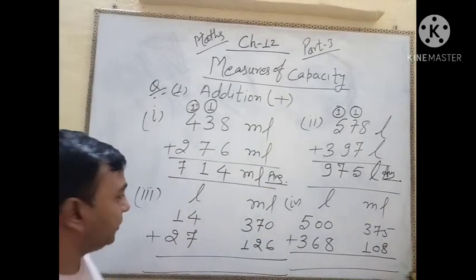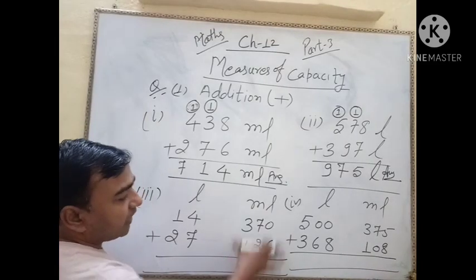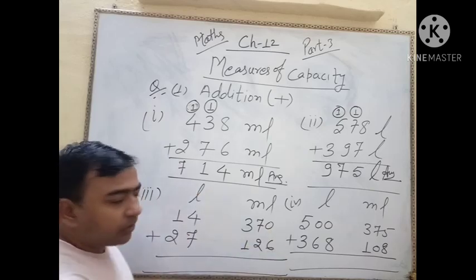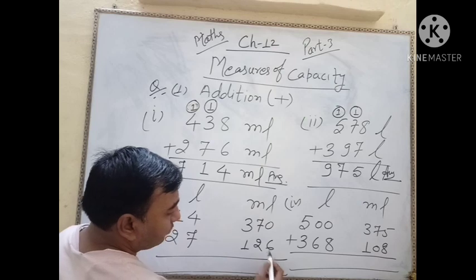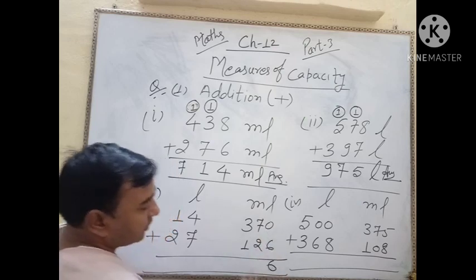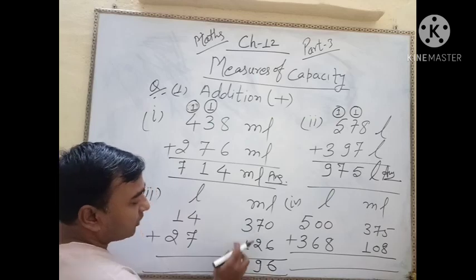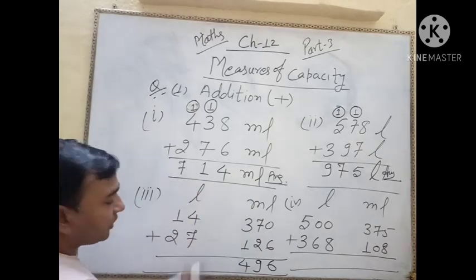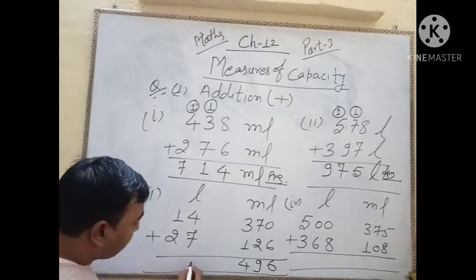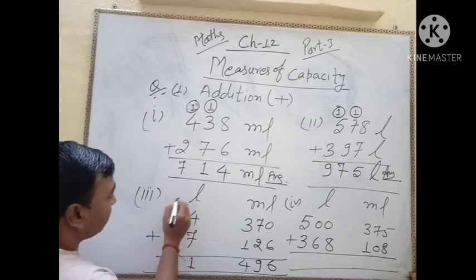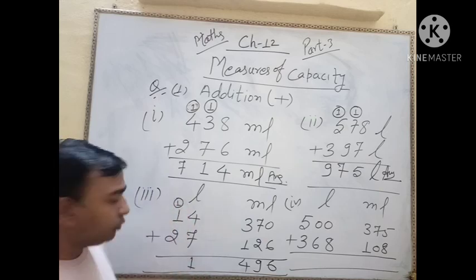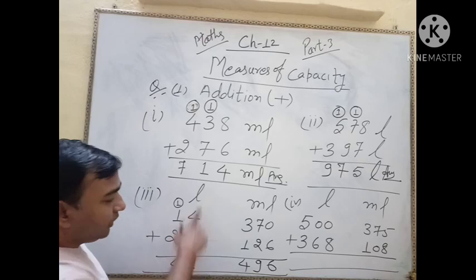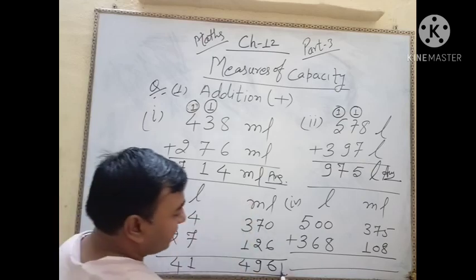Now come to question number 3. First we will solve this milliliter side, then we will come to the liter side. 0 plus 6 equal to 6. 7 plus 2 equal to 9. 3 plus 1 equal to 4. 496 milliliter. Now come to the liter side. 4 plus 7 equal to 11. We will write only 1. Carry 1. 1 plus 1 equal to 2. 2 plus 2 equal to 4. What is the answer? 41 liter 496 milliliter. This is our answer.